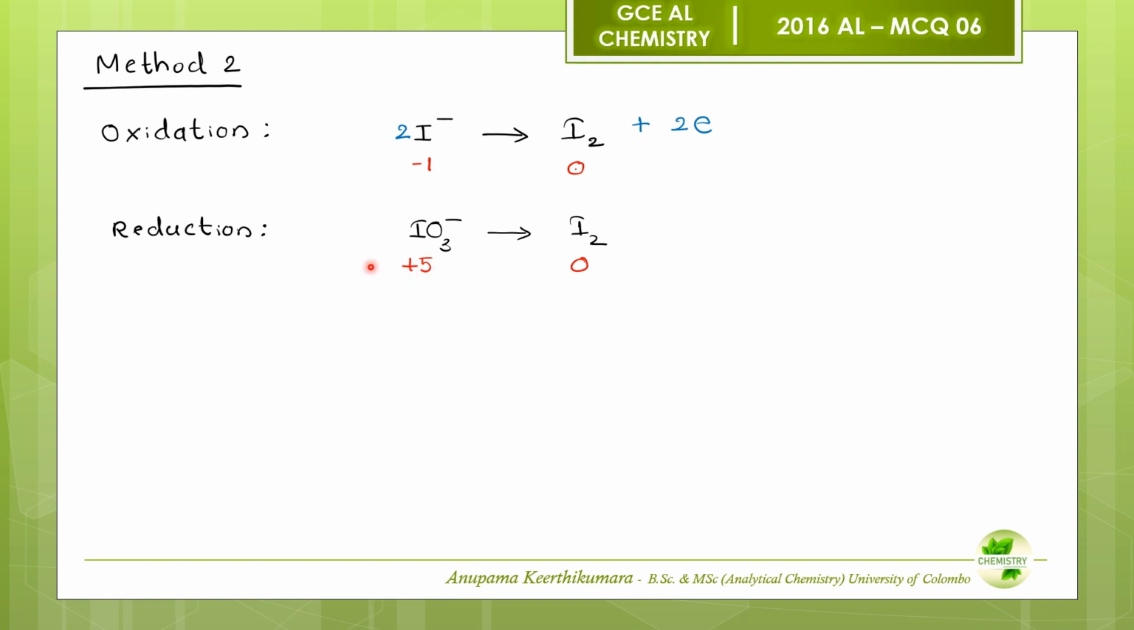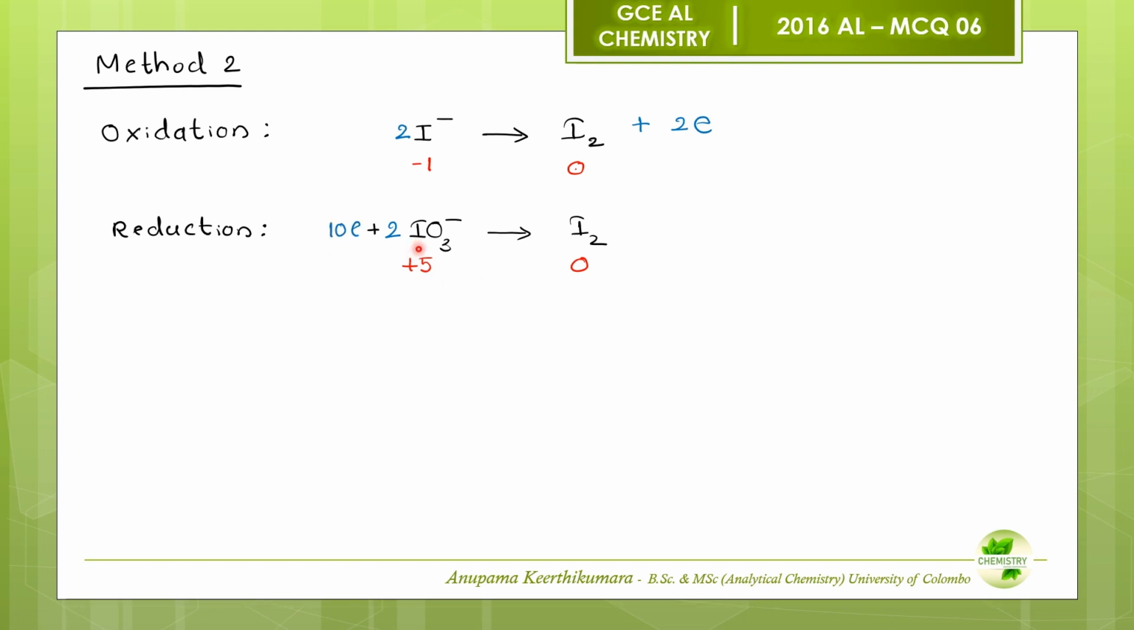The reduction process is the reduction of iodate ions into iodine molecules. First, balance the number of iodine atoms. The oxidation state of iodine in the iodate ion is +5 and the oxidation state of iodine in the iodine molecule is 0. +5 to 0 involves 5 electrons. But there are 2 iodine atoms involved in the reduction process. Therefore, the total number of electrons accepted during the reduction process is 10 electrons.